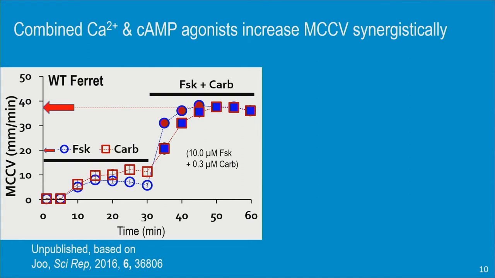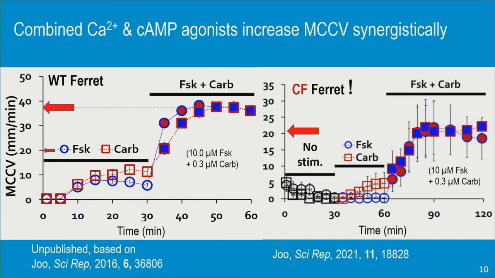Well, this is exciting, we thought, and we wondered what would happen in CF animals. We didn't have CF animals, but then, thanks to John Engelhardt, we did. And so these show what happens with CF ferrets when pretty much the same protocol is carried out. In this case, it was 30 minutes of basal, then the two agonists added independently and then combined. What's particularly interesting to us in a CF ferret is that there is no increase in mucociliary clearance velocity whatsoever with forskolin. But even though it's doing nothing by itself, when added to a very small amount of carbachol, 300 nanomolar, you get basically the same kind of transport velocity that you see from maximal methacholine stimulation in a wild-type animal, but only about half as much synergistic velocity as you see in a wild-type animal.